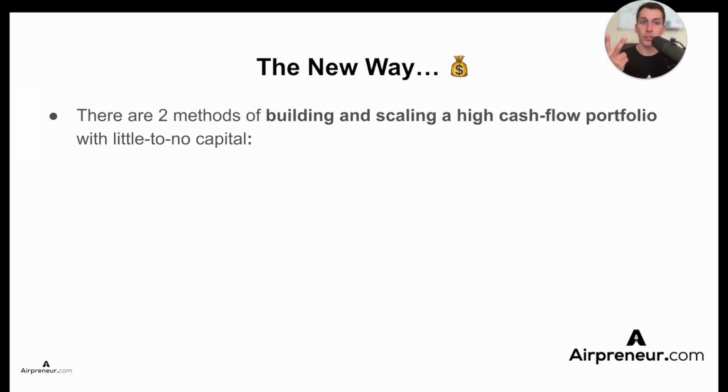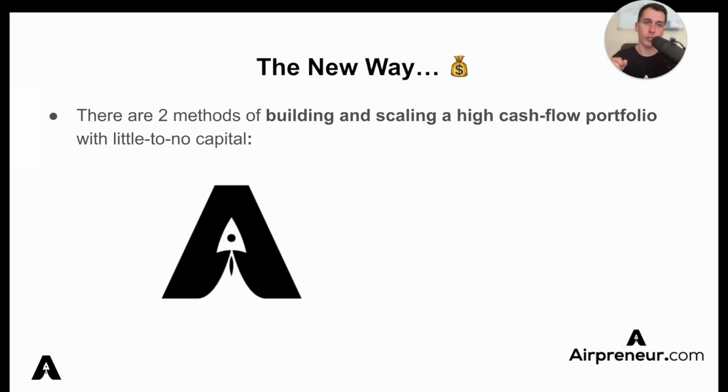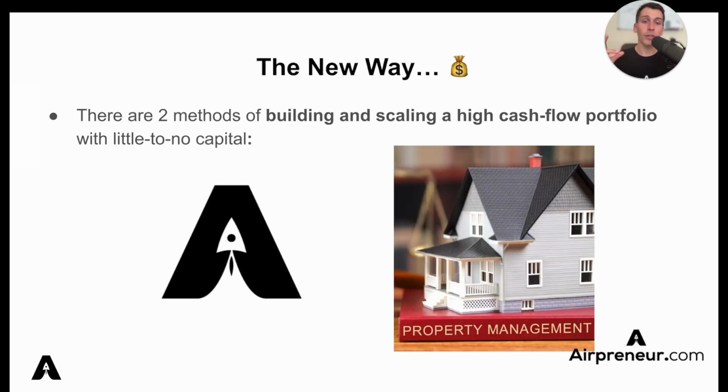So there's two methods to build a high cash flow portfolio with little to no capital. The first is arbitrage. This is called rental arbitrage. I'll explain the model in a second. And the second model is short-term rental property management, right? So this is not the same as property management on a regular rental, although you could do the same thing, but in the method I'm about to tell you, the cash flows are much higher.